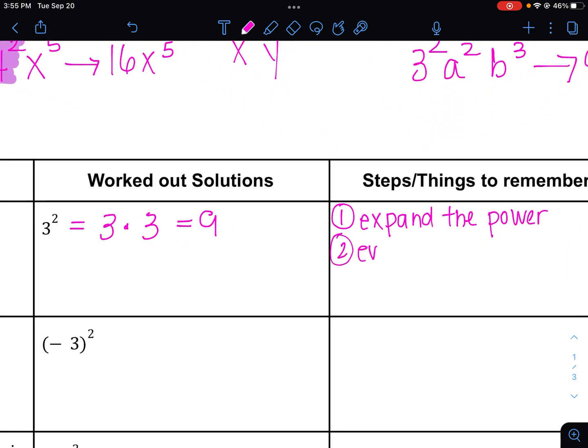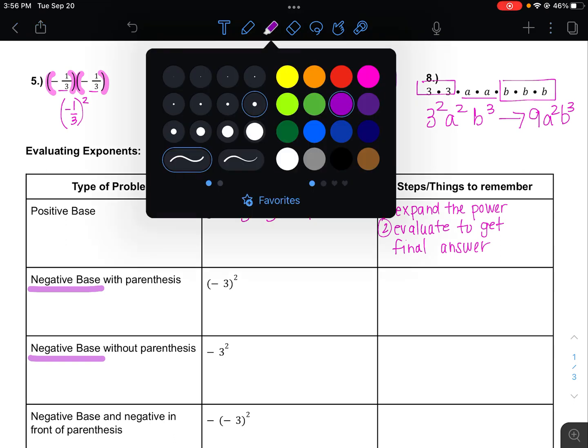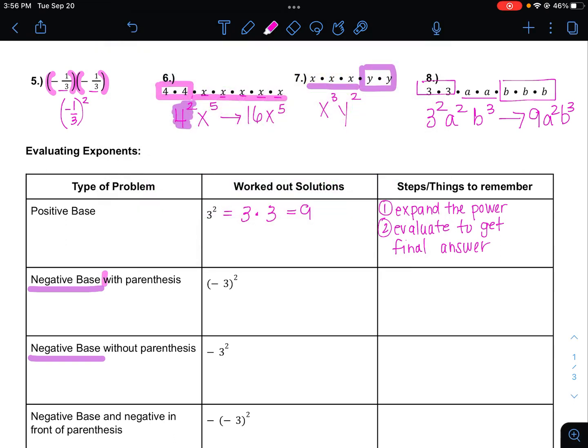And then we are going to evaluate it to get the final answer. The next one has a negative base. So when it has parentheses, we look at it a little differently than when we have no parentheses. So the next 2 examples I'm going to do together, one with parentheses and one without parentheses.